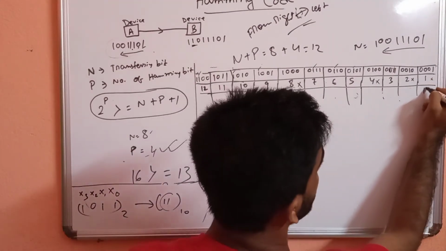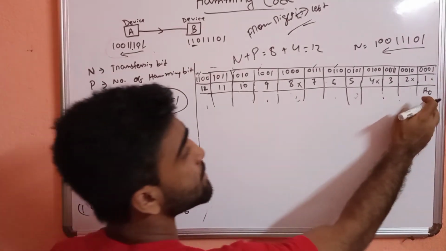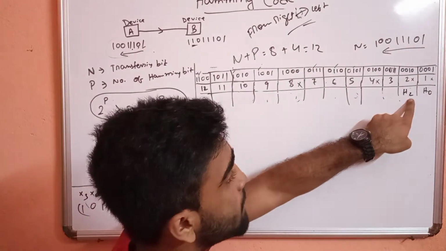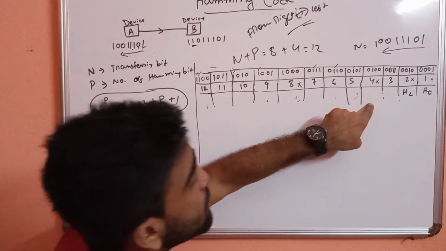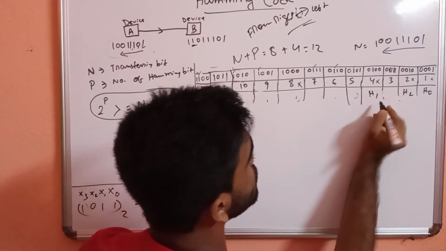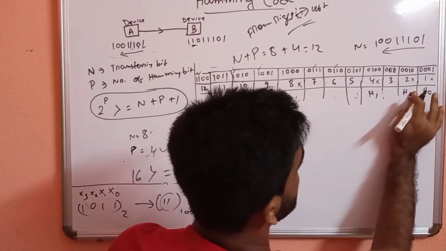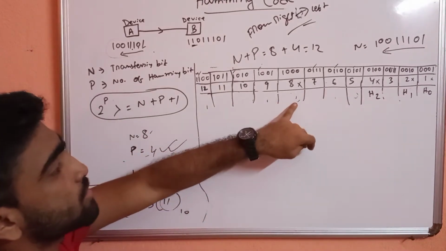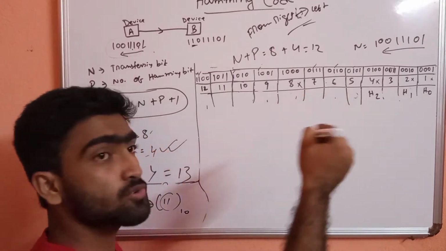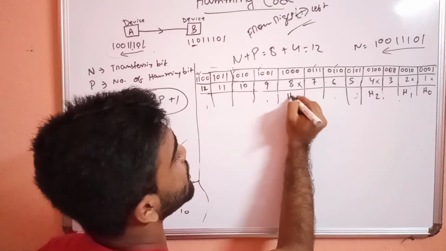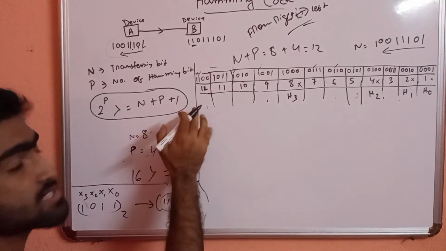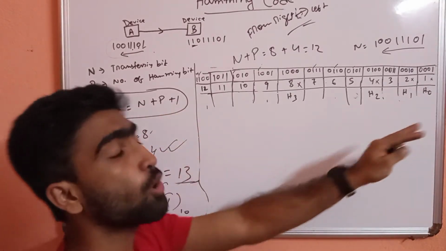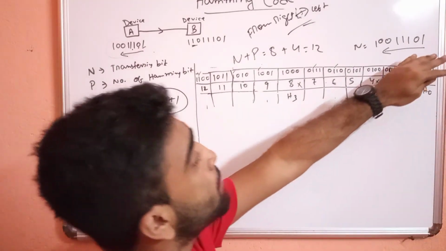We will leave this place and write H0 here. This is a Hamming bit. Also, 2 to the power 1 is 2, a power-of-2 place, so we leave this one too, H1. 2 to the power 2 is 4, we leave this one, H2. We leave 8 too, 2 to the power 3 is 8, H3. If there exists a 16, 2 to the power 4 is 16, we will leave that also. According to the table, we leave all the power-of-2 places and copy the data.